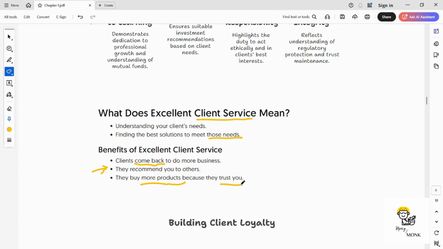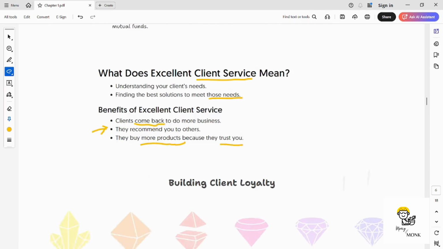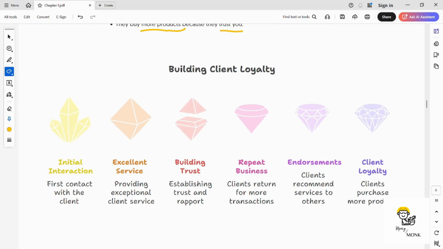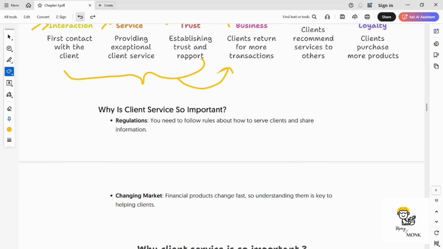Clients come back, they recommend you to their friends and family, and they buy more products because they have started trusting you. Okay, so building client loyalty: initial interaction, first contact with the client, excellent service, which is understanding their unique needs and finding the right solution. That ultimately leads to building trust. And all these three things result in repeat business, endorsements, and client loyalty. They will stick to you. They will always ask for you whenever they have any needs.